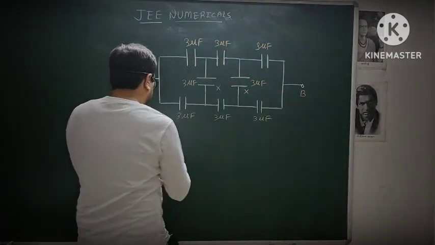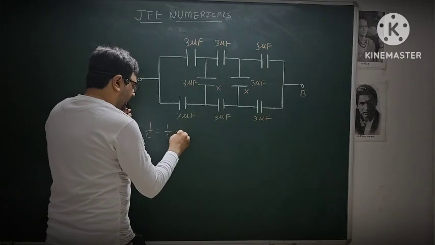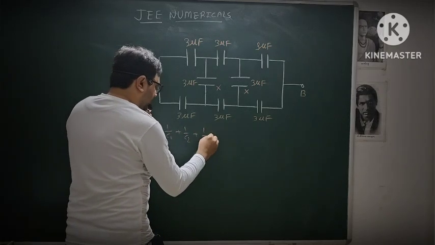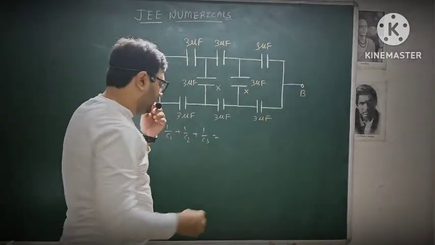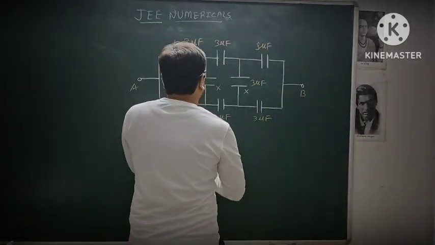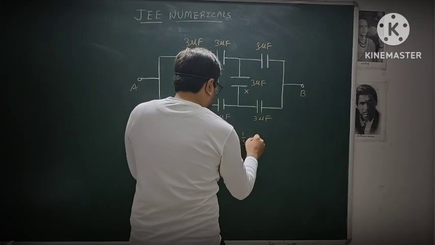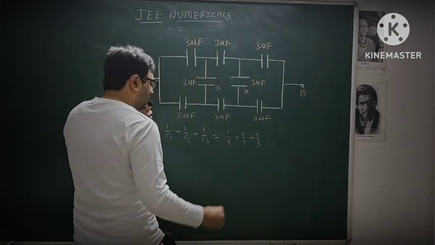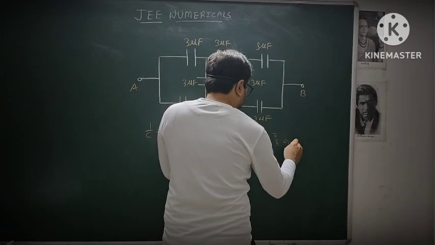So in series we can apply the formula, that is 1 upon C is equal to 1 upon C1 plus 1 upon C2 plus 1 upon C3. Now C1, C2, C3, that is 3, 3, 3 microfarad. Okay. So the formula is, we need to apply here 1 upon 3 plus 1 upon 3 plus 1 upon 3, we put the value and you get the answer. That is 3 by 3, that is 1 microfarad.